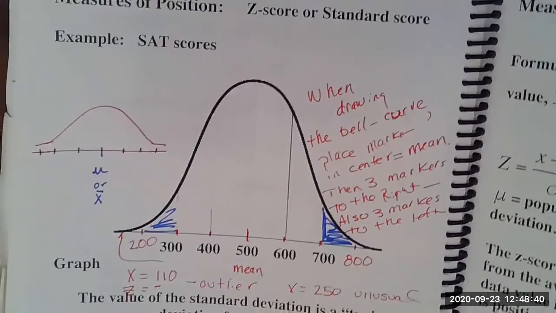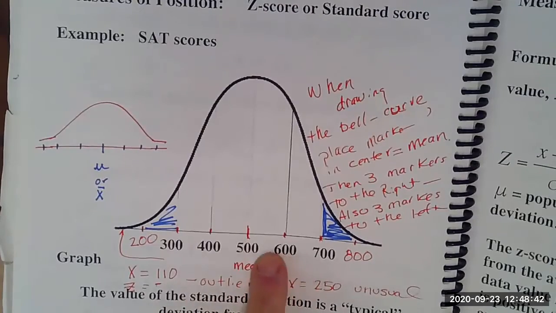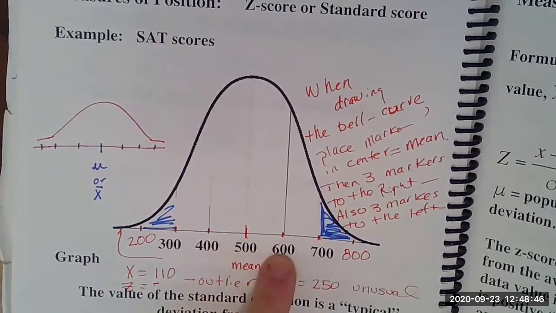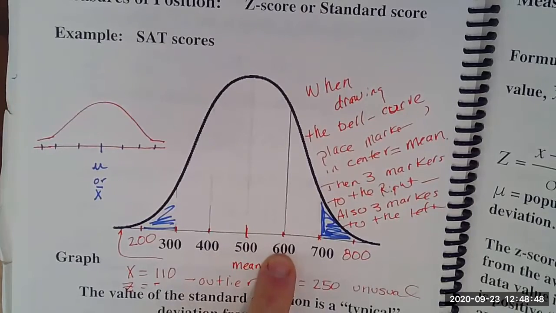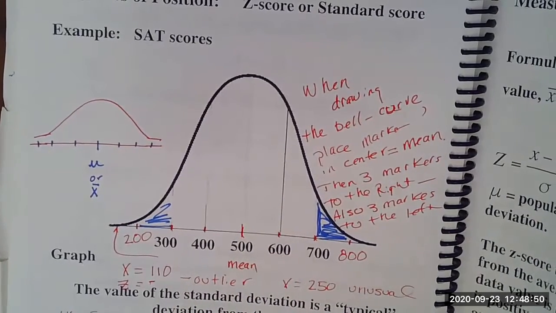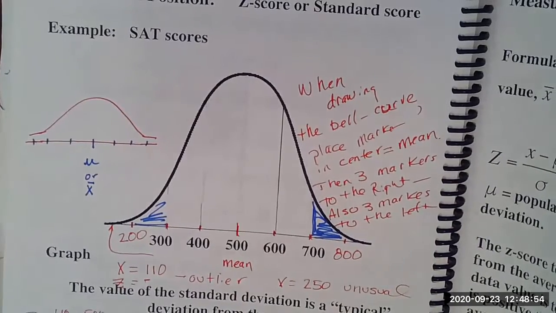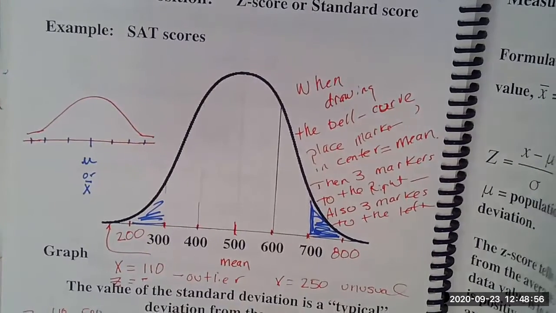Oh, here's some more. 68% of the students that took the SAT scored between 400 and 600. And then there was like the 95% would be the next 2 markers and 99.7%. We're coming back to that.